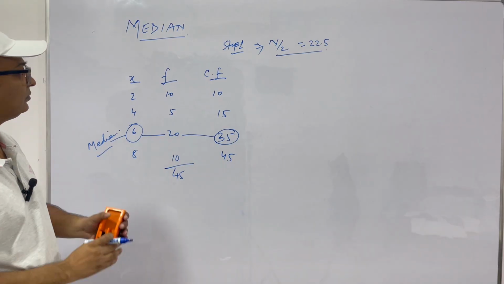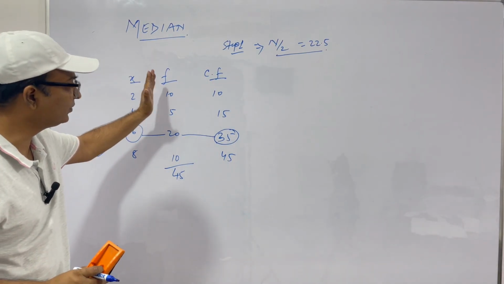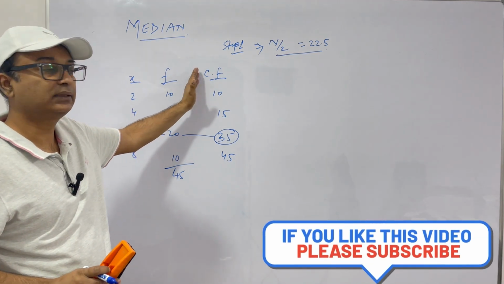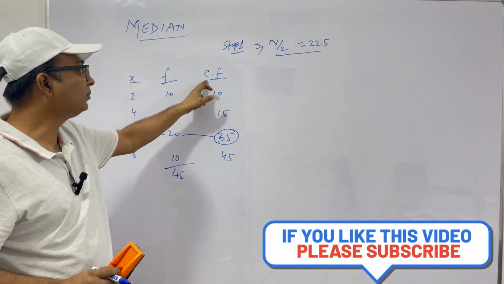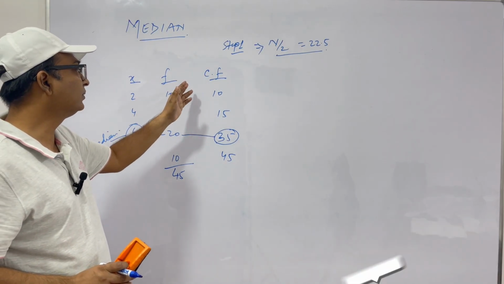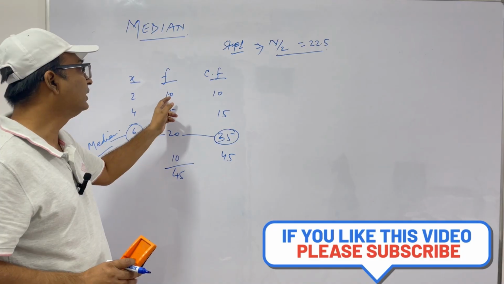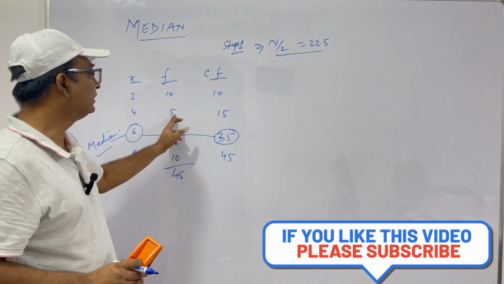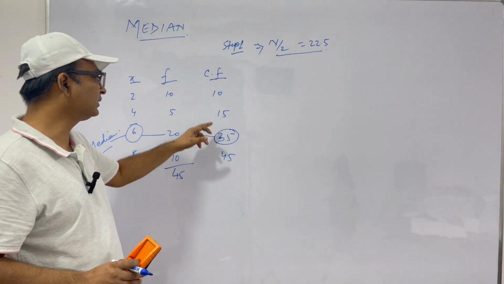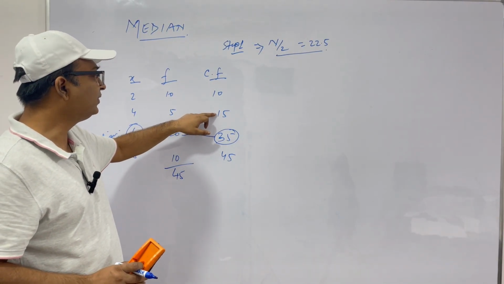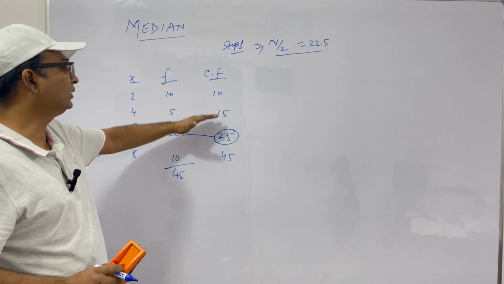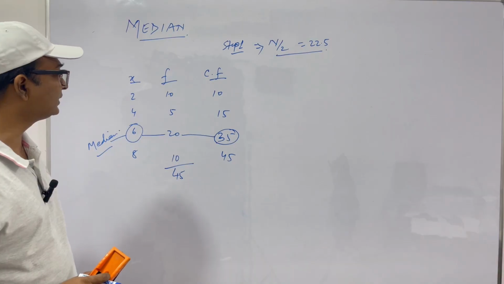Clear? What do we do? We have x, we have f, we find n by 2. We take the cumulative frequency of this data. What is cumulative frequency? This is the less than cumulative frequency. This is how we calculate it: 10 is 10, and here we keep on adding. Less than cumulative frequency means that if this is 15, then 15 data points are below this value.